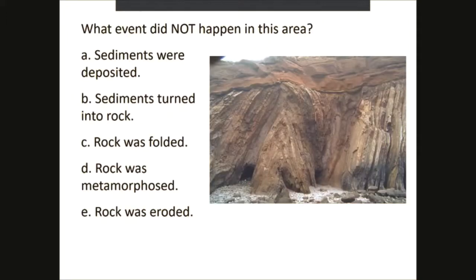What event did not happen in this area? Sediments were deposited. Well, these rocks are in beds, they're sedimentary rocks. So in order for them to be sedimentary rocks, sediments must have been deposited. Sediment turns into rock. Well, in order for there to be sedimentary rocks, the sediments had to be turned into rock. Rock was folded. You can clearly see the folds. Rock was metamorphosed. I don't know about that. But E says rock was eroded. And we know in order to form this unconformity, rock had to be eroded. So the process of elimination tells us that rock was not metamorphosed here.